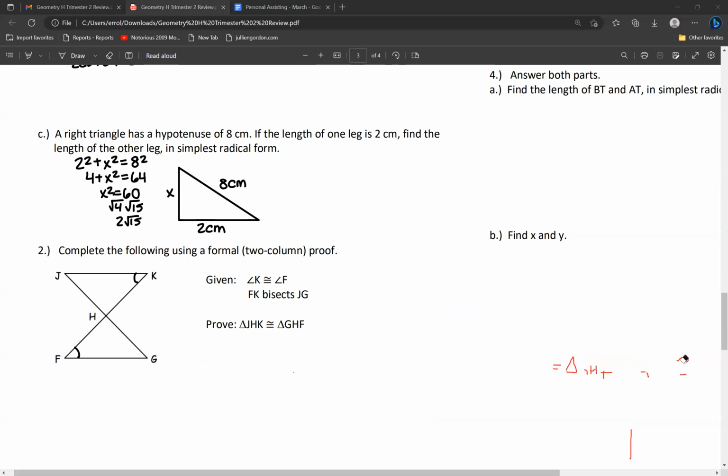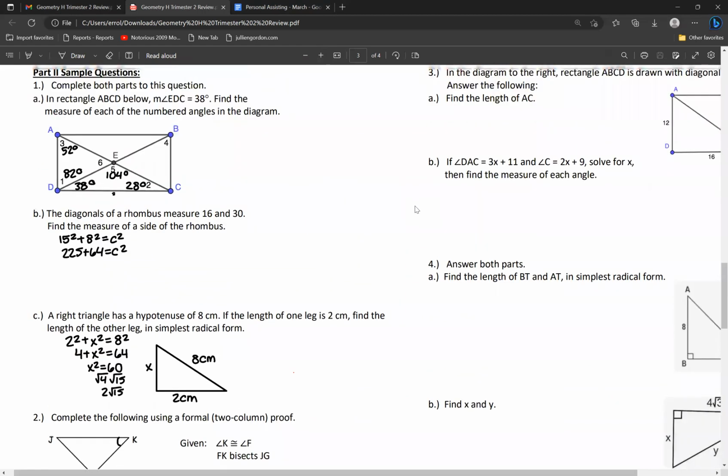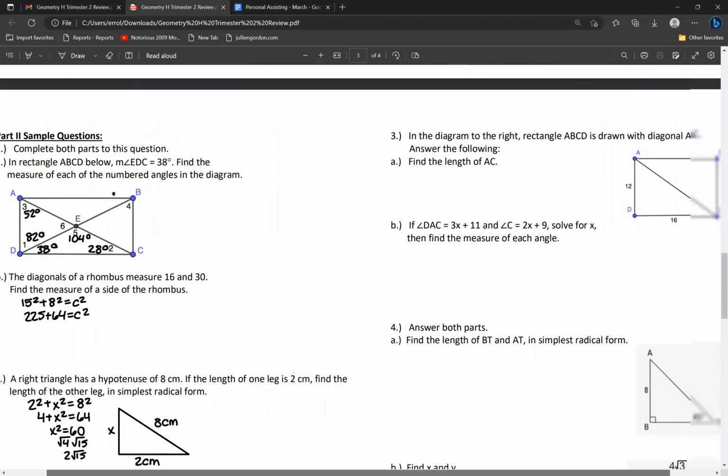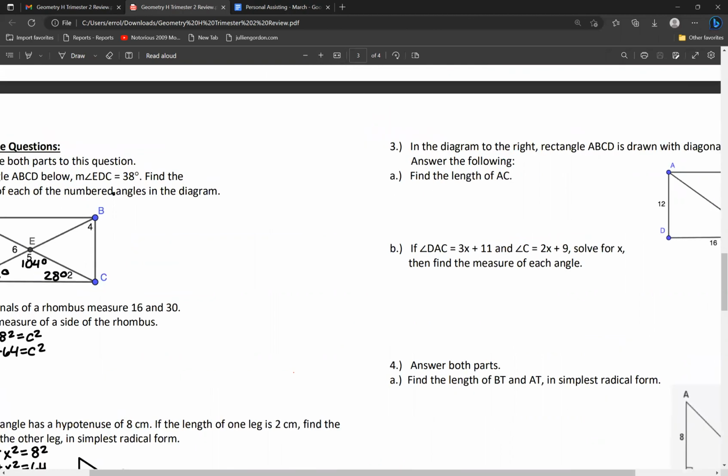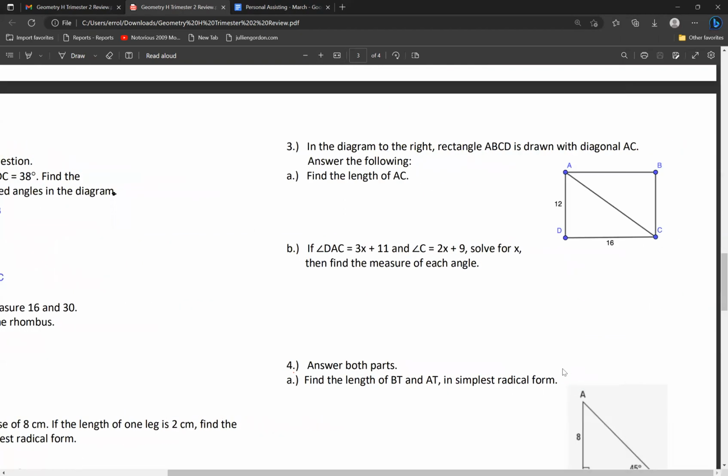All right. Which one are we doing? You want to do four or three? Three. All right, let's see what three is. In the diagram to the right, rectangle ABCD is drawn with diagonal AC. Find the length of AC.